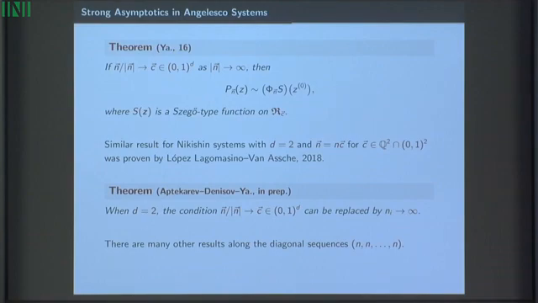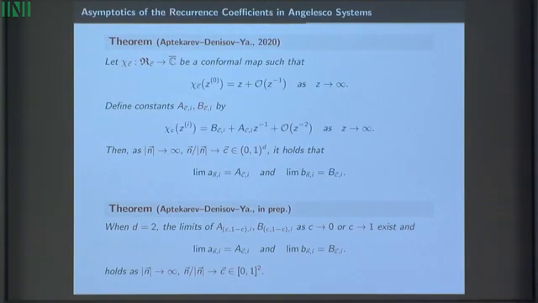Of course, there are very many other results on multiple orthogonal polynomials, but most of them are done for diagonal sequences, and I will not mention that. Out of this result, we can get asymptotics of the recurrence coefficients, and I can explain what kind of constants A's and B's can appear in Walter's result.